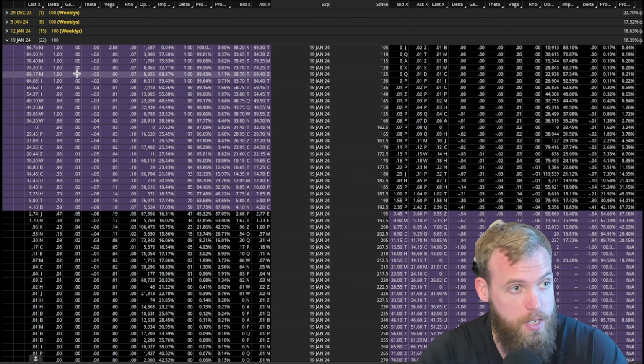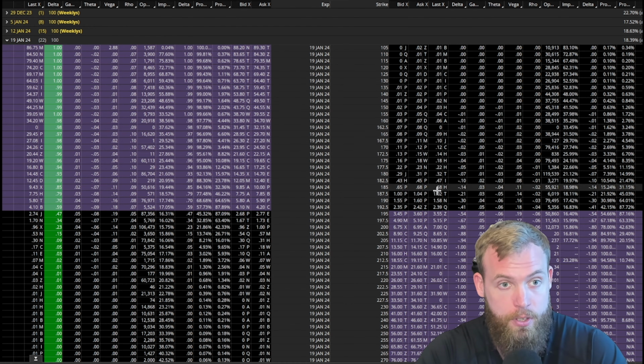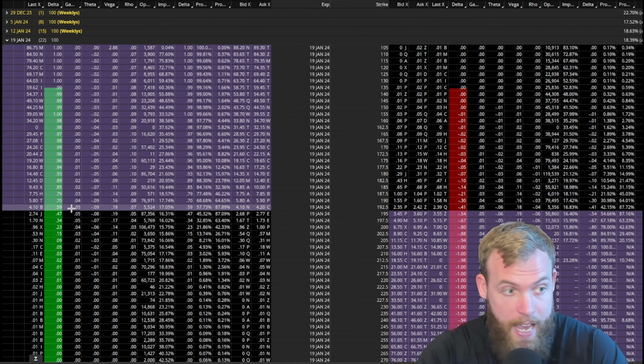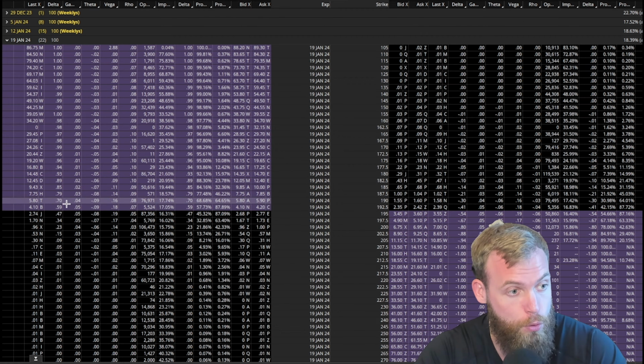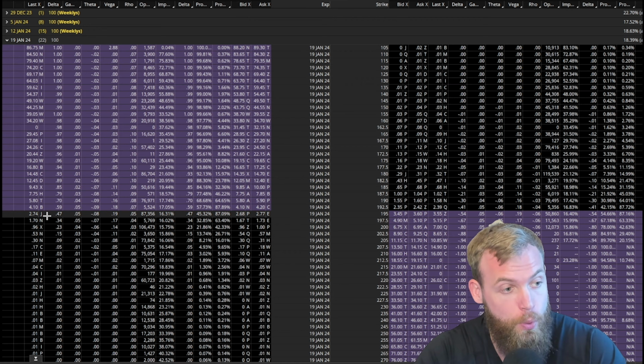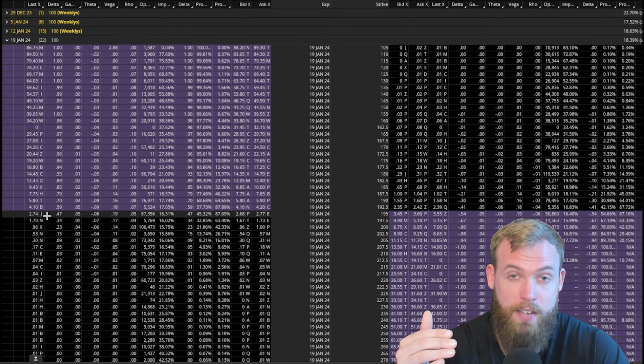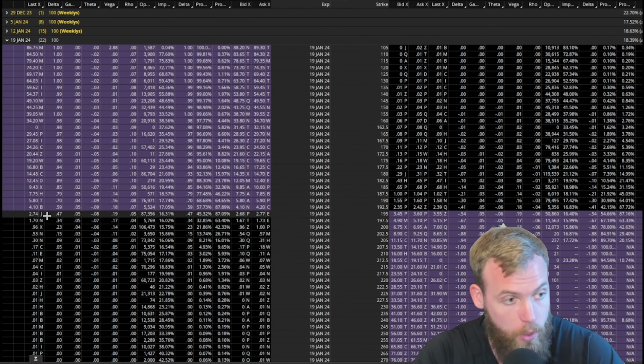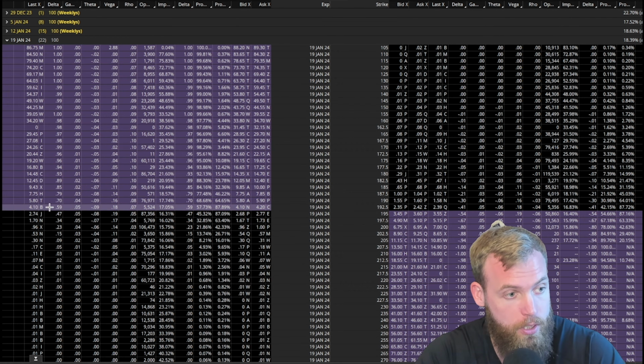You'll notice on the call side, delta is positive. On the put side, delta is negative. Again, if you're on the call side and you choose to sell this 47 delta call, you would then be holding a position that's behaving as if you were short 47 shares of Apple at this price.